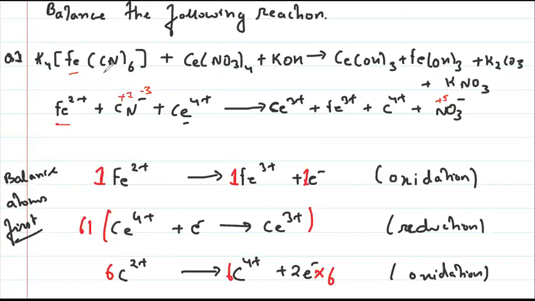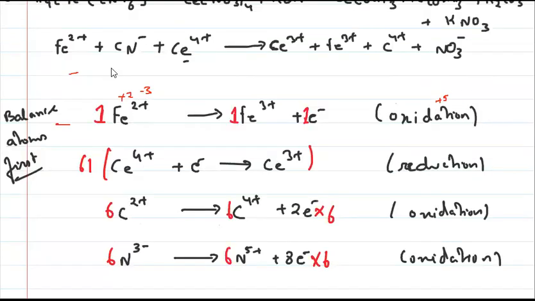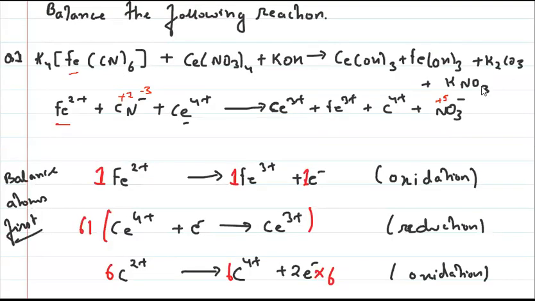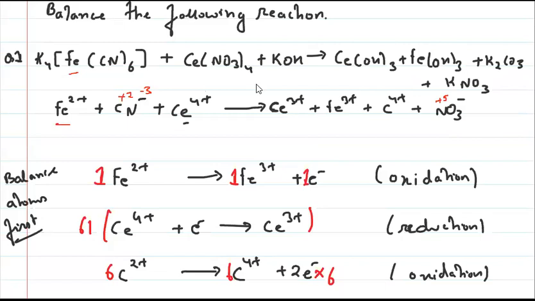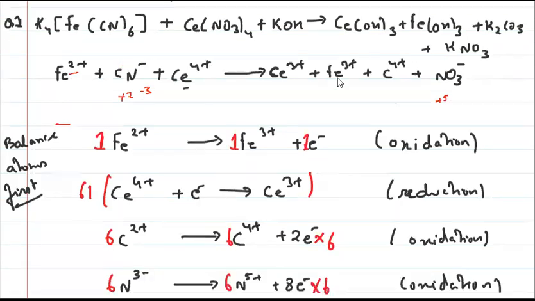Now check carbon. Carbon here is 6, so here it should be 6. After carbon, nitrogen also here is 6, so this side also it should be 6. So iron, carbon, nitrogen done, right? Now what about Ce? The ratio is 1:1. So it doesn't matter, right?